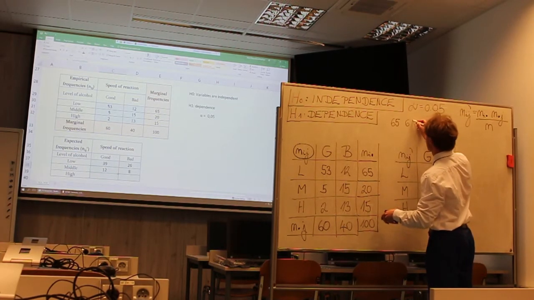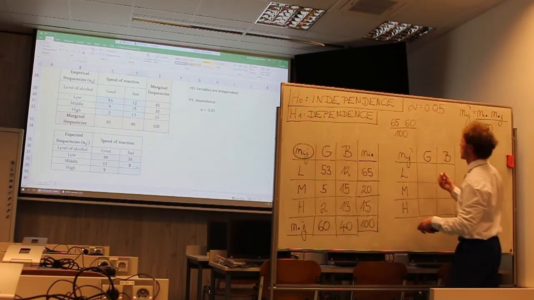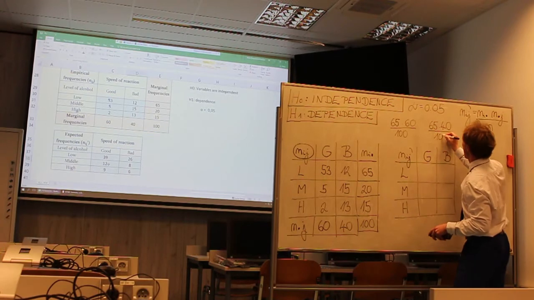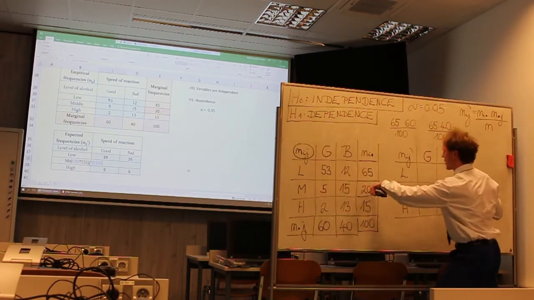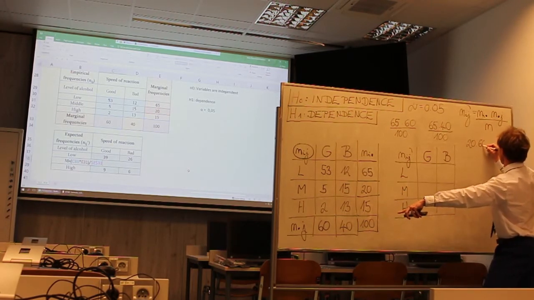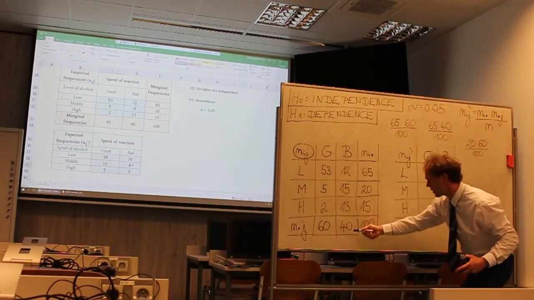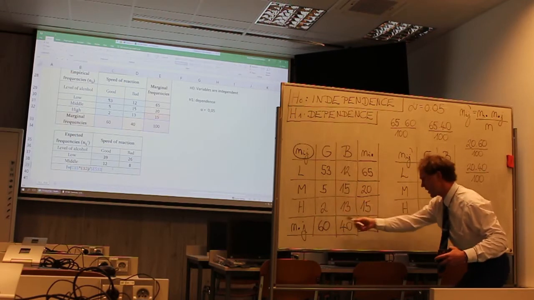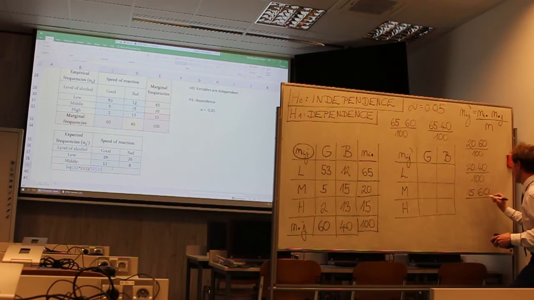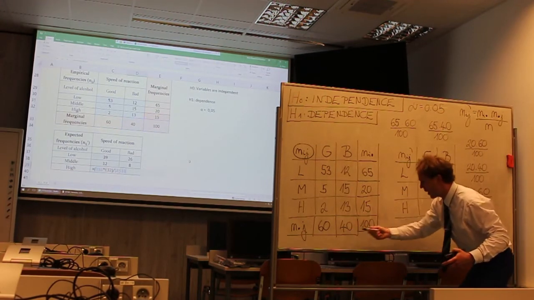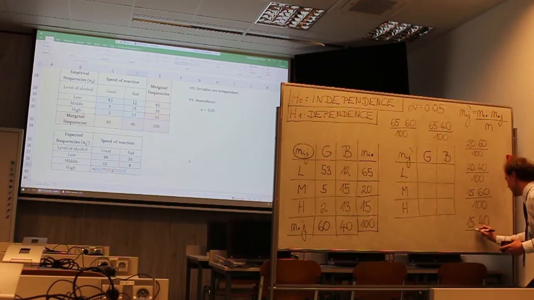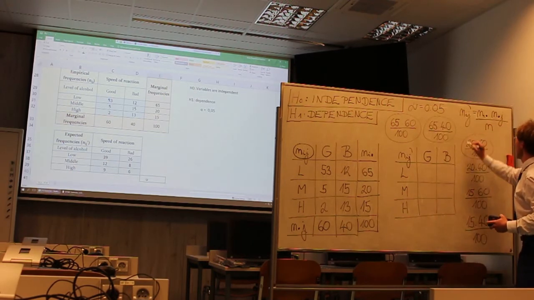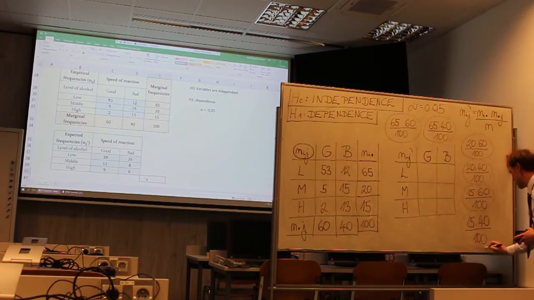65 and 60: 65 times 60 divided by 100, yes, first value. Another value, 65 and 40: 65 times 40 divided by 100. Another value, 20 and 60: 20 times 60 divided by 100, and you can continue, 20 and 40, 20 times 40 divided by 100, 15 and 60, 15 times 60 divided by 100, and 15 and 40, 15 times 40 divided by 100. 1, 2, 3, 4, 5, 6 values, yes?